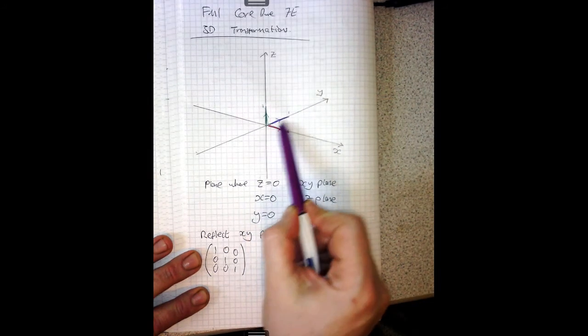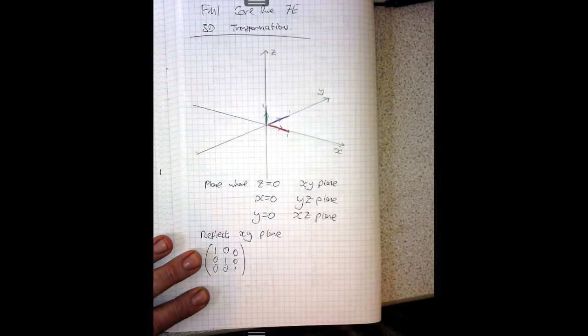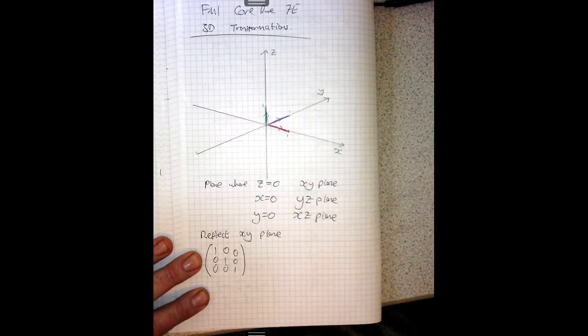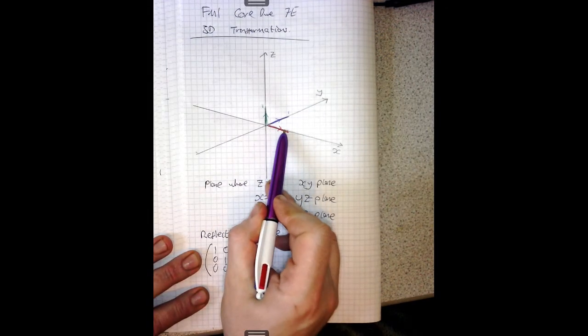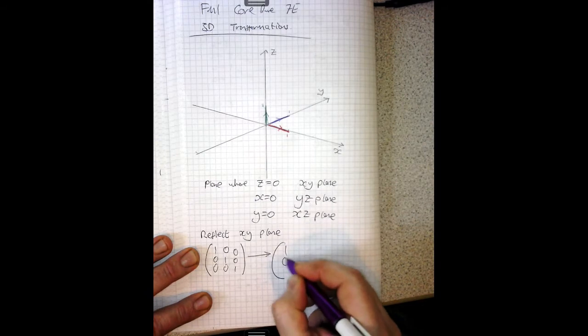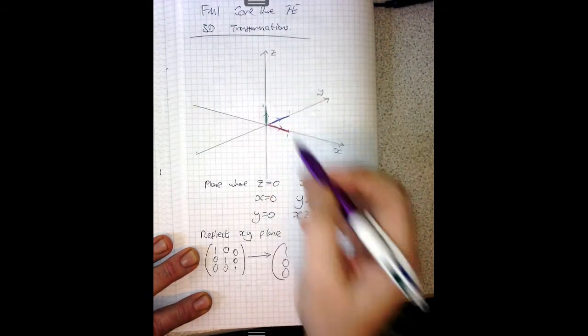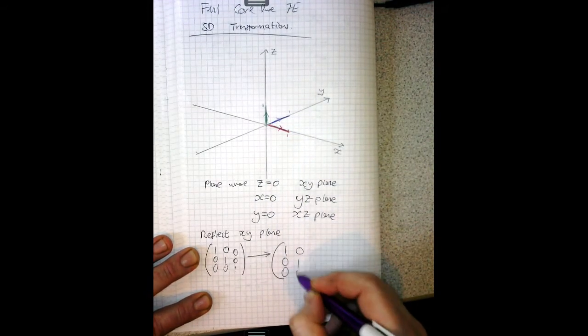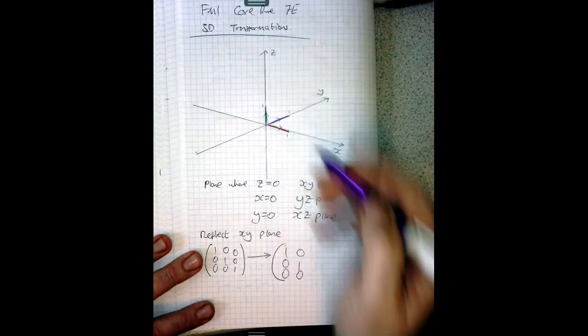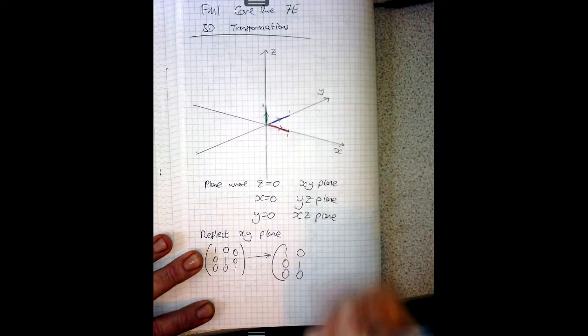0, 0, 1 gets reflected. It's going to reflect in the XY plane. It's going to end up pointing downwards. So it's going to go to 0, 0, minus 1. So that's the matrix that represents a transformation in the XY plane. And of course, I can then apply that matrix to any point that I like.